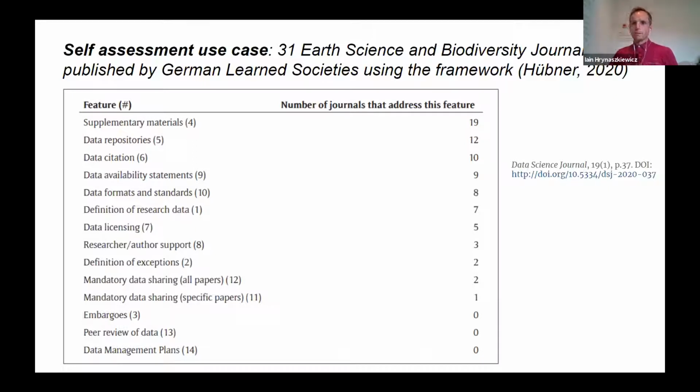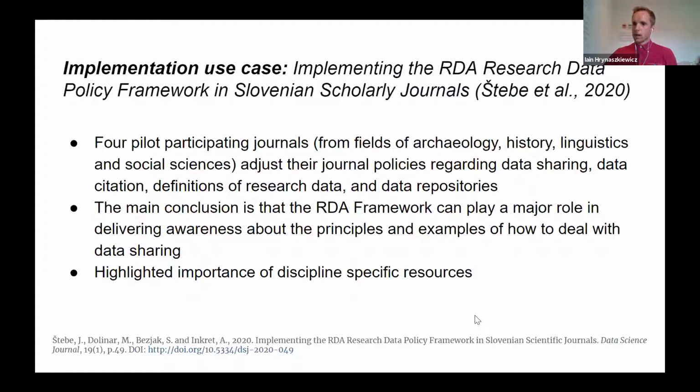And this is a summary of what they found with respect to the prevalence of different features in the framework. And they've used that to identify areas of potential improvement. And my last slide, the second example, is more of an implementation use case. So there is a group of Slovenian scholarly journals, interestingly covering areas such as archaeology, history, linguistics, social sciences, and 4 journals piloted using the framework to add additional information to introduce or enhance data policies in their journals around areas such as data citation and data repositories.